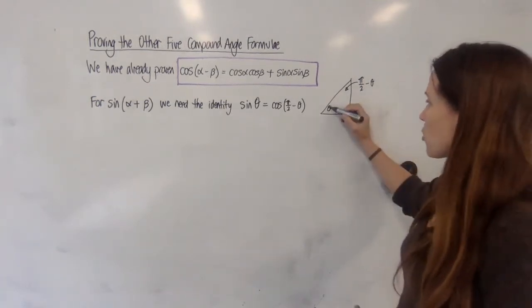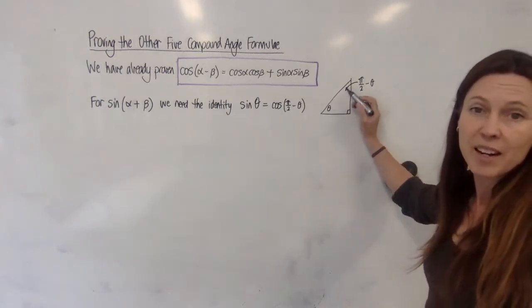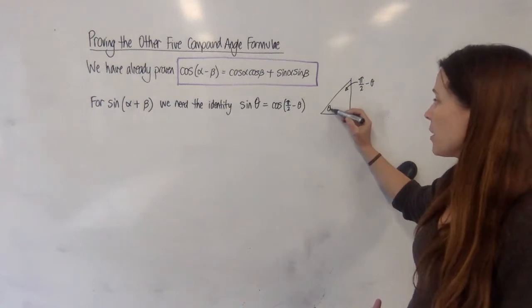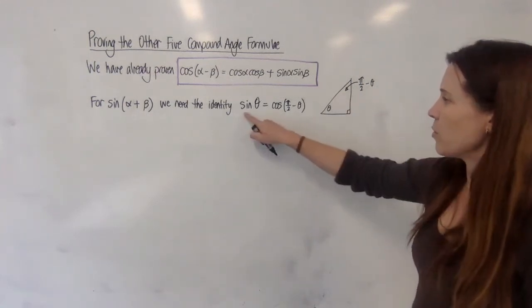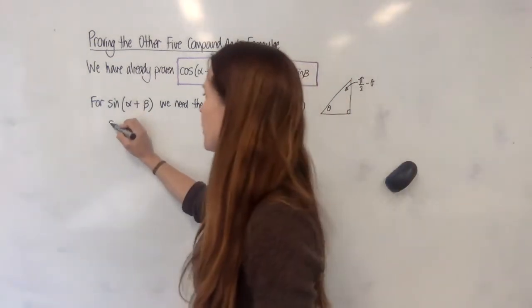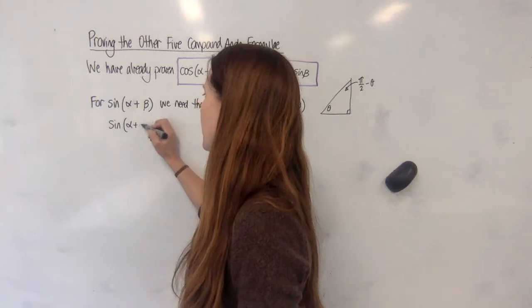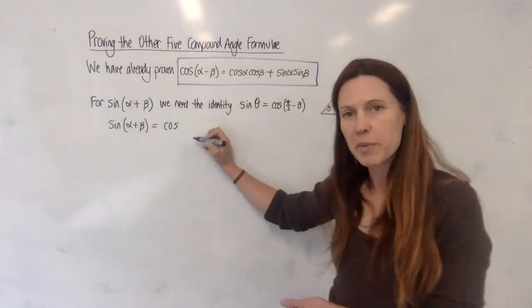So obviously, if this is 20, this one will be 70. If this is 30, this one will be 60. In other words, they add up to 90 degrees. And when you know one, you can find the other by doing 90 degrees minus that. So we already know this identity works. So if we want to start with this one and change it to the cos of something, now why would we want to do that?